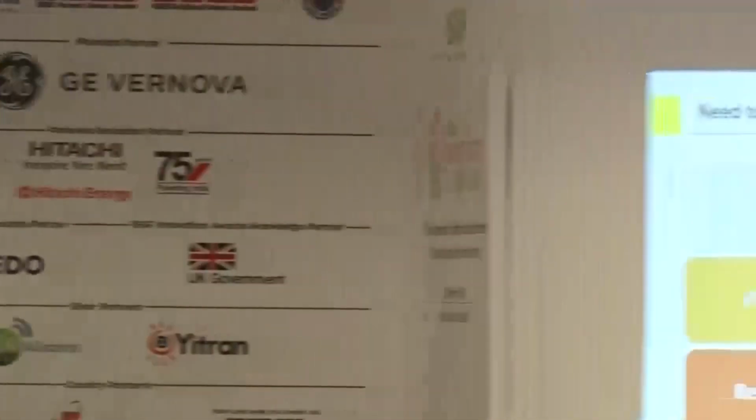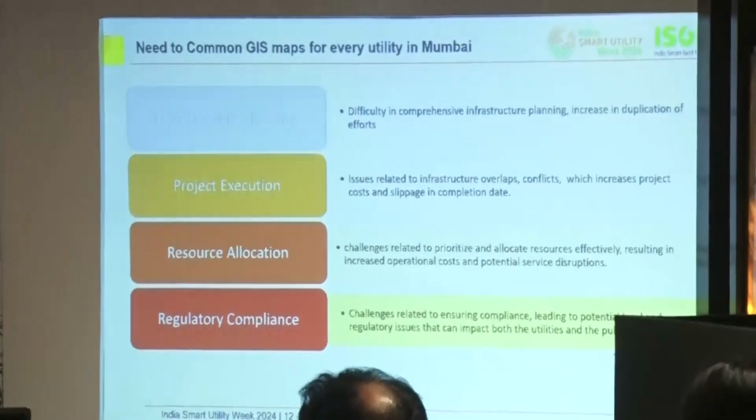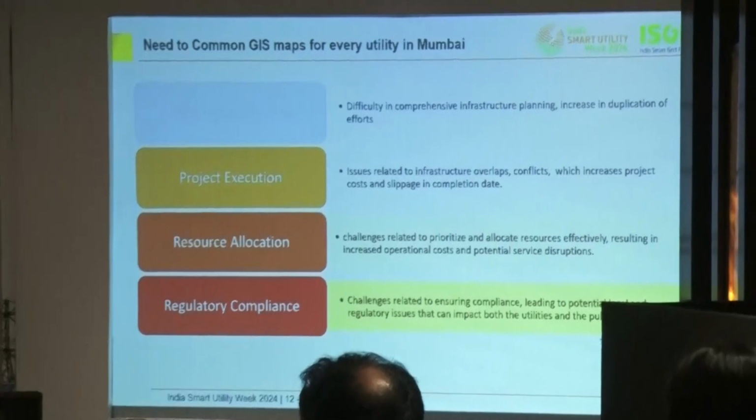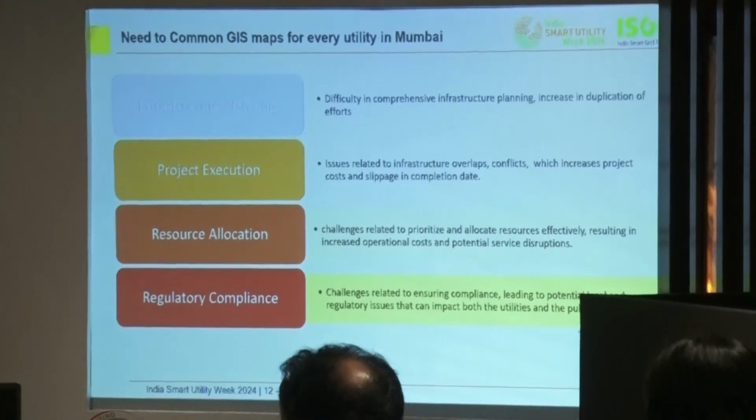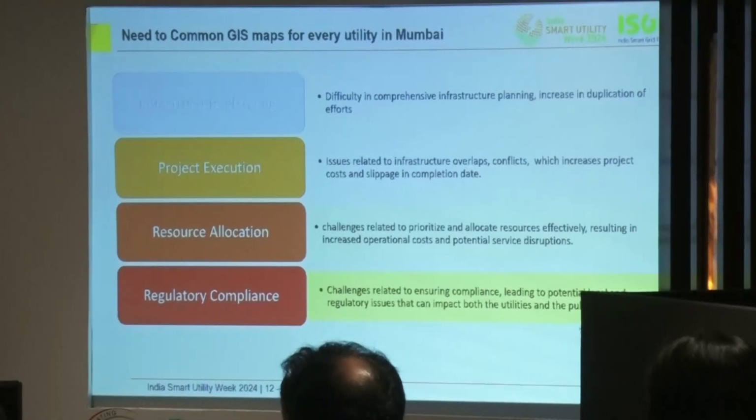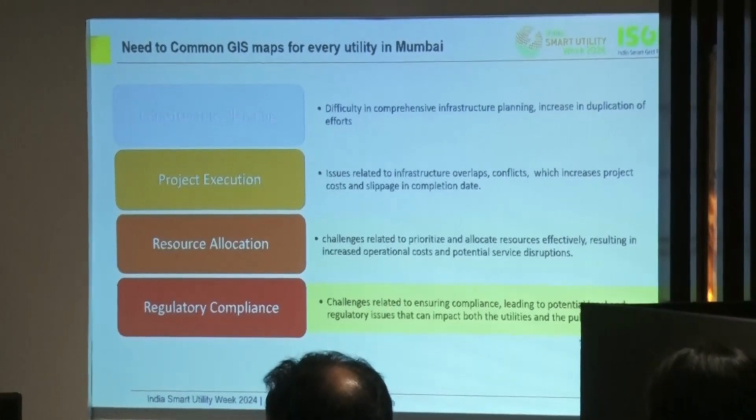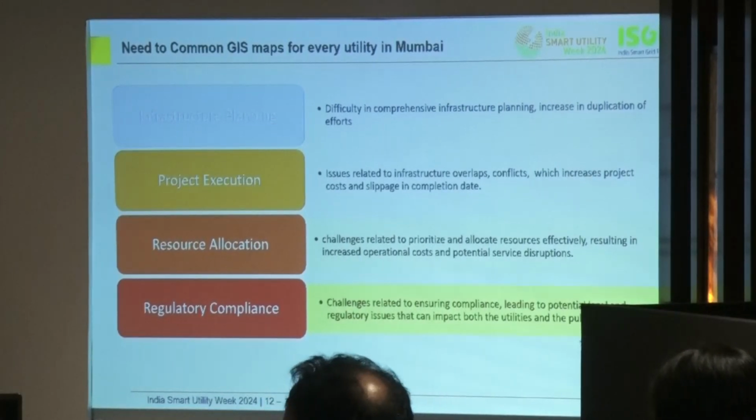So why the need for this common GIS? If there is no common GIS, then it is very difficult to do comprehensive infrastructure planning. Then for project execution, there are issues related to infrastructure overlap and conflicts, and it will increase the project cost as well as slippage of our completion time. Then for resource allocation, it will be very challenging to prioritize and allocate the available resources and to use them effectively. Apart from that, there is regulatory compliance, which can lead to potential legal and regulatory issues, and this can impact both the utility and public.